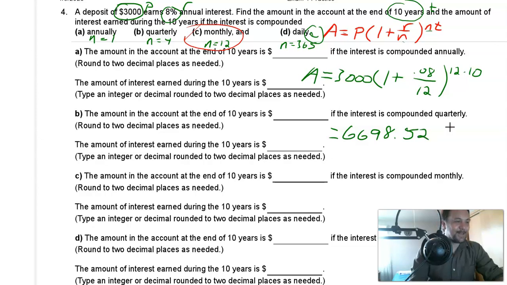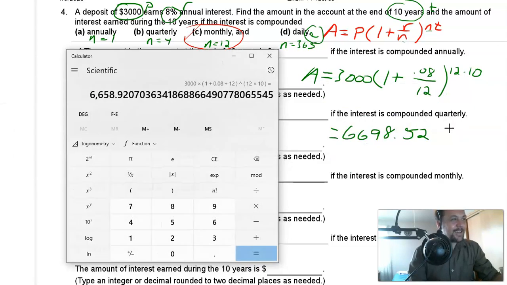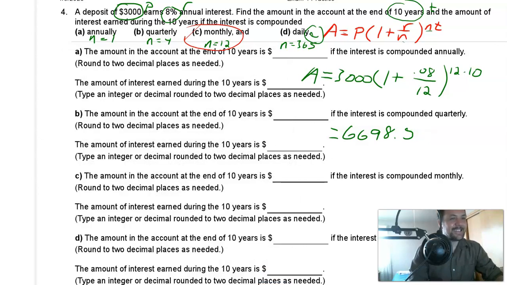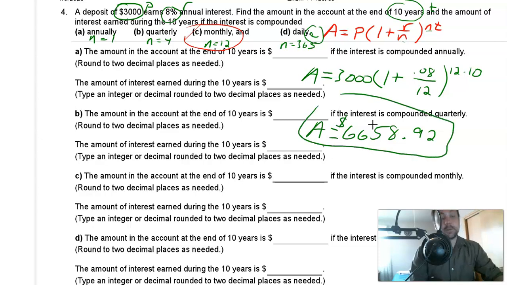I think I got those numbers backwards. Let me look at it again. Yeah. 665892. Okay, 5892. I think I got it right this time. Okay, so that is the final amount in the account after 10 years.